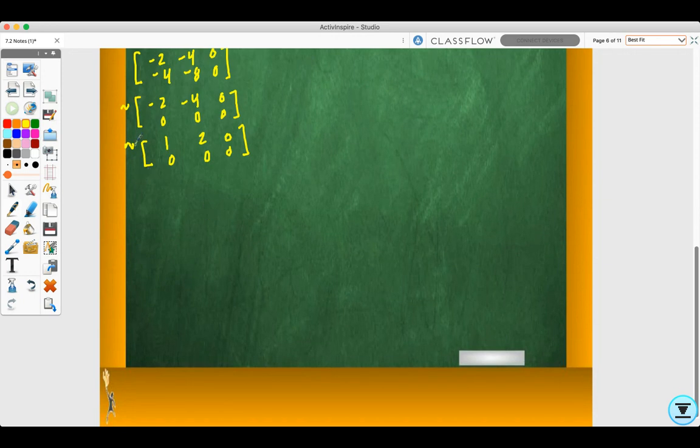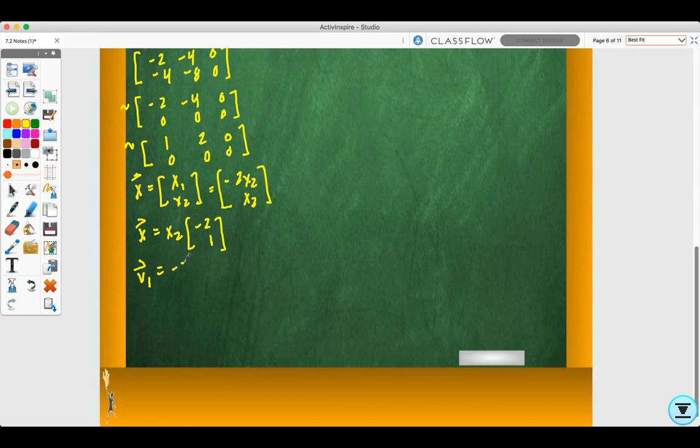And I end up having x equaling -2 x2 and x2. So x would be x2 times (-2, 1). So v1 equals (-2, 1). And we need to normalize that.